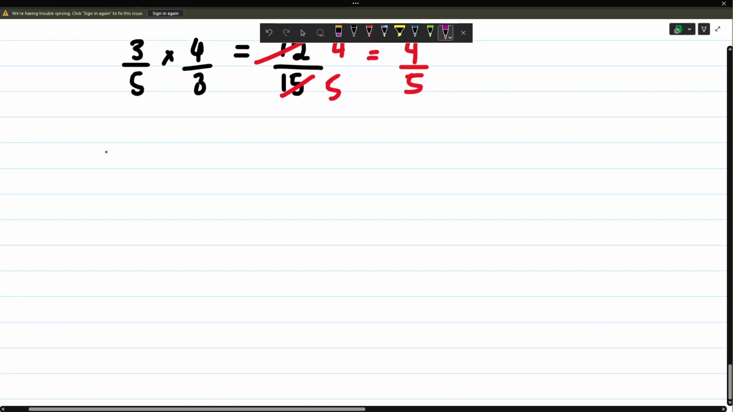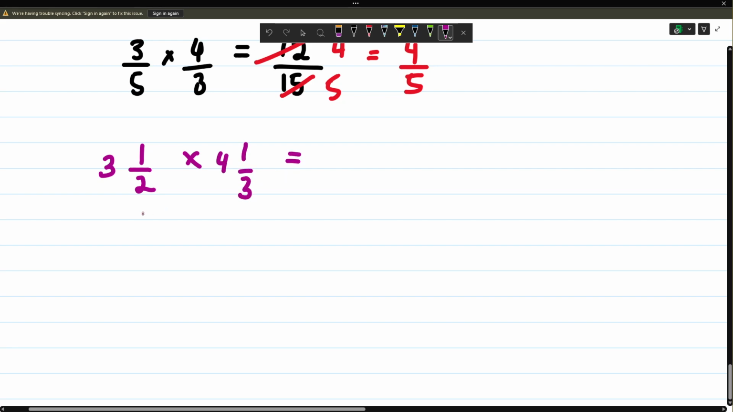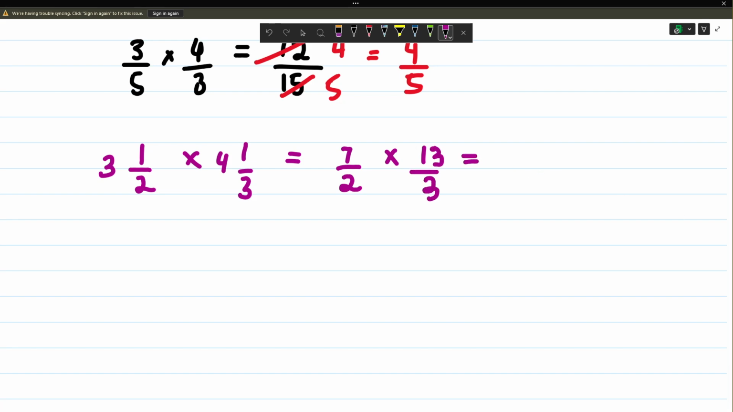Similarly, if you have whole numbers, 3 whole 1 upon 2 multiplied by 4 whole 1 upon 3, what you got to do is 3 2s are 6, 7 upon 2. I've changed the first mixed fraction into a normal fraction, and 4 3s are 12, 13 upon 3. First you are going to change these mixed fractions into normal fractions, and then you're going to multiply.